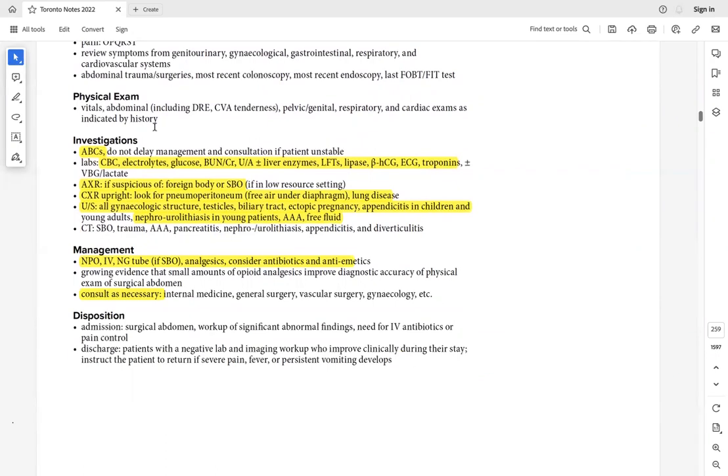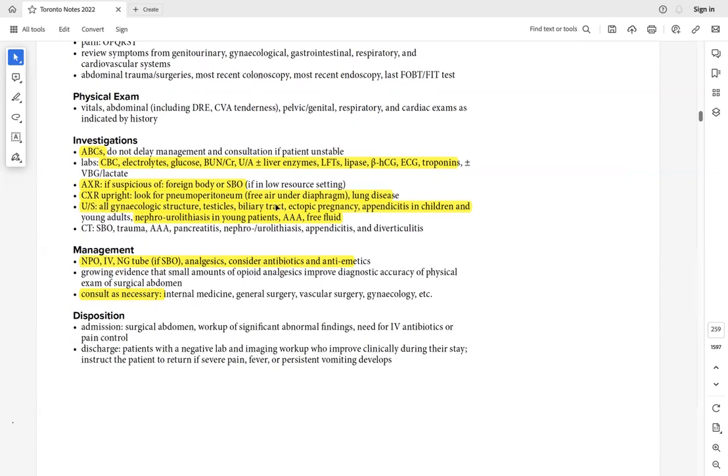If there is any sign of peritonitis, rigid abdomen, and pain in the abdomen, then what are we doing? We have to do the X-ray, chest X-ray, looking for pneumoperitoneum, free air under the diaphragm. If any gynecological problem, we have discussed this, we have to do an ultrasound.